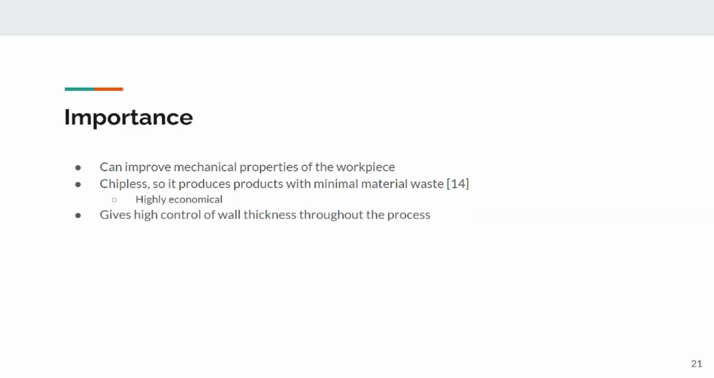The importance of swagging is the fact that it can improve mechanical properties of the workpiece. It's also chipless. It doesn't really cut that much off. It more deforms the workpiece. So that way it produces products with minimal material waste. Therefore, it's highly economical as well. Swagging also gives you high control of wall thickness throughout the process. I like swagging because of its smart design of utilizing the rollers in order to periodically activate the hammers.